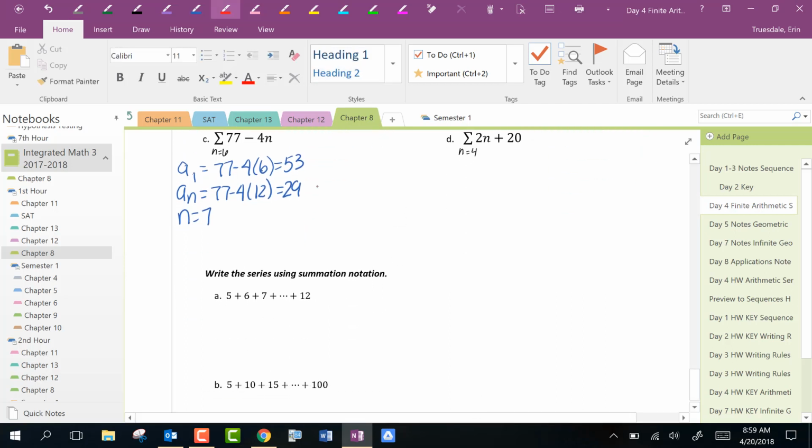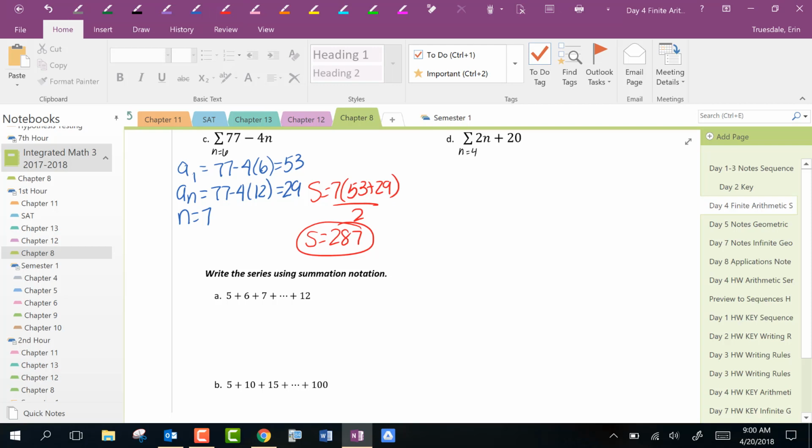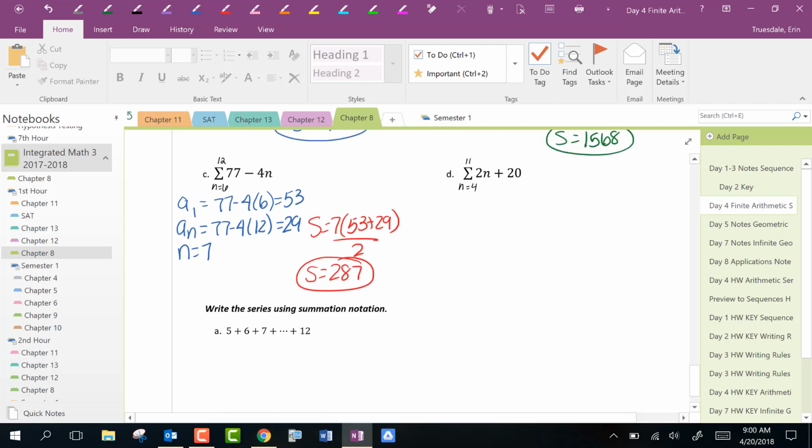Okay, so then my sum is 7 times 53 plus 9 divided by 2. Should give you 287, I believe. So make sure you can get that. Okay. Why don't you guys try part D? Let us know if you have questions.